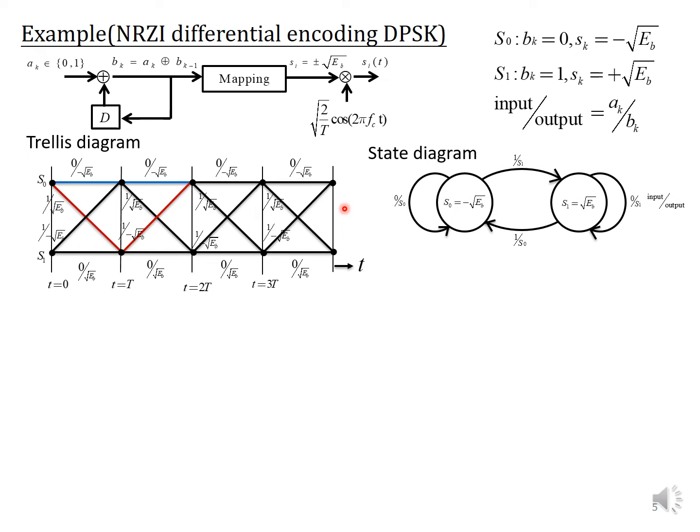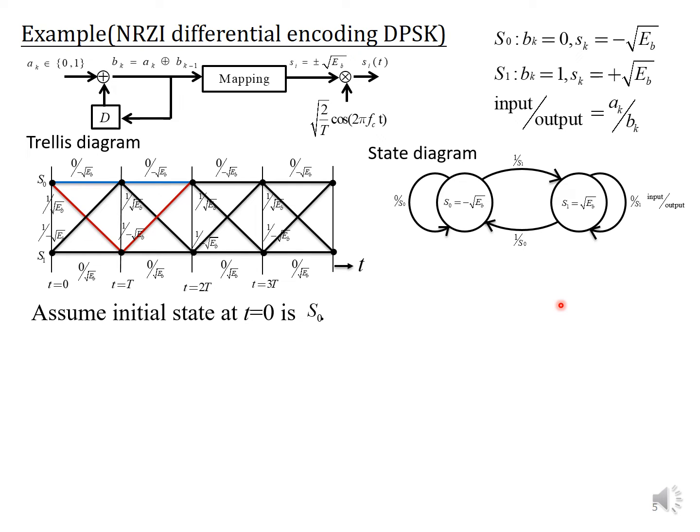We can also represent this behavior by the state diagram, as we have described. We have state 0 and state 1. Whenever a message 0 comes in, the state remains unchanged. And when the input is 1, the state has a transition. We have a state transition whenever the input is 1.